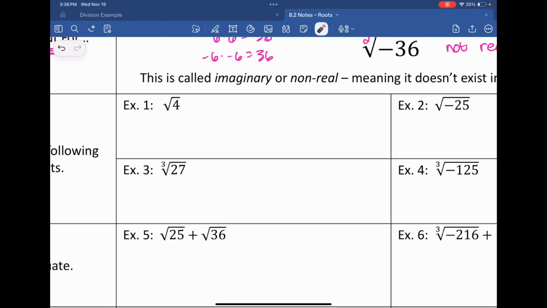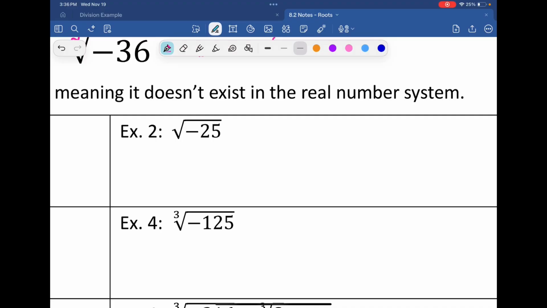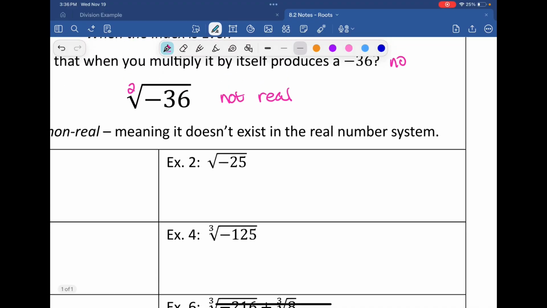Now I want you to think of a number times itself that produces a 4. I'm looking for a number times itself just twice, because I have an understood 2 right here. So the square root of 4 is 2. Now, is there a number times itself that gets you negative 25? No. Just like the square root of negative 36 is not real, the square root of negative 25 is not real.